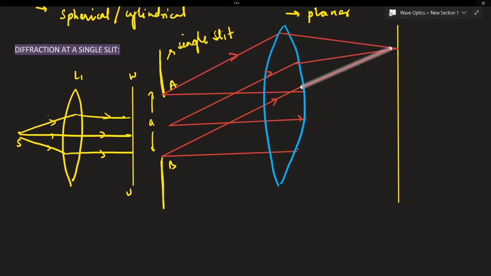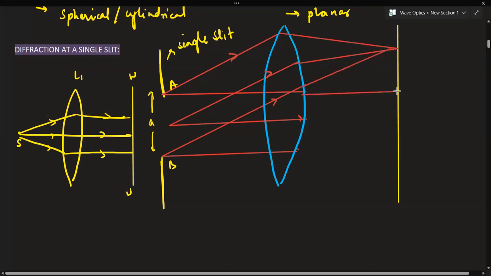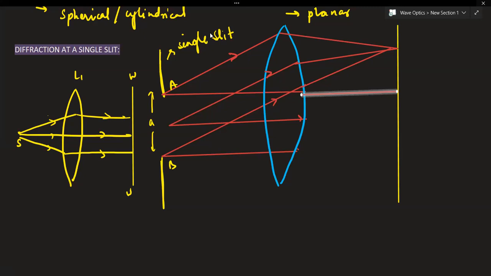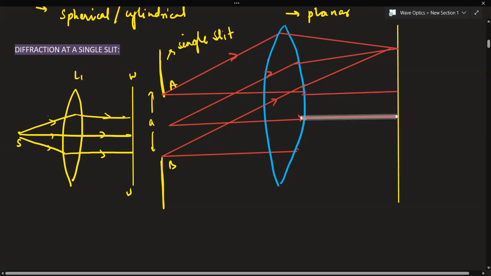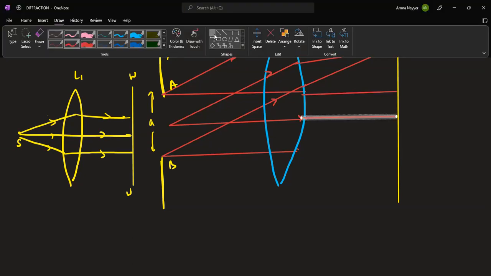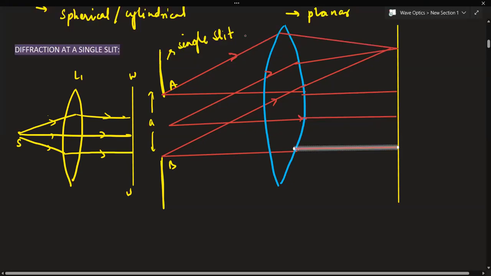Similarly, for the wavefronts that were passing through the middle. See, this will be the direction because of the convection. This is the screen where we are obtaining the pattern. This is the lens, the second lens. L2, a second lens has been placed.